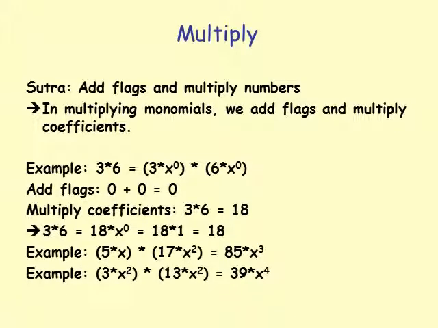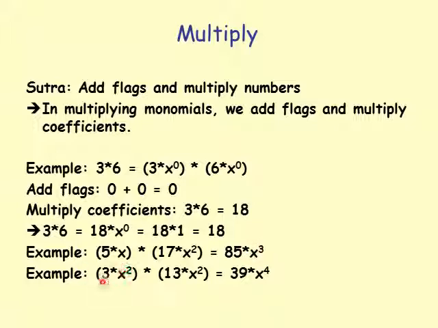Let's continue here. Now we will do another example: 5x times 17x squared. Flag is 1 here and flag is 2 here. 1 plus 2 is 3, so I got a flag value of 3 in the result. The coefficient is 5 in the first operand and 17 in the second operand. 5 times 17 is 85, so the coefficient of the result is 85, flag is 3, and the result is 85x cubed.